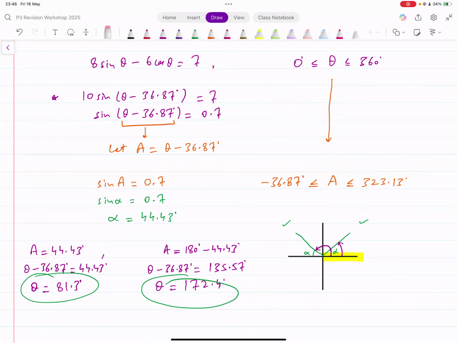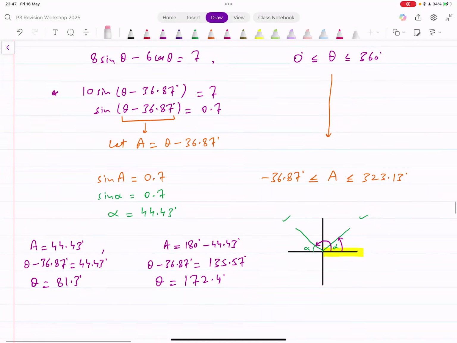This is something that you should have done in paper one. If you do not remember this, have a look at the P1 trigonometry revision video. You will find this explained in a bit more detail there. You can have a look at that P1 trigonometry revision video, okay?